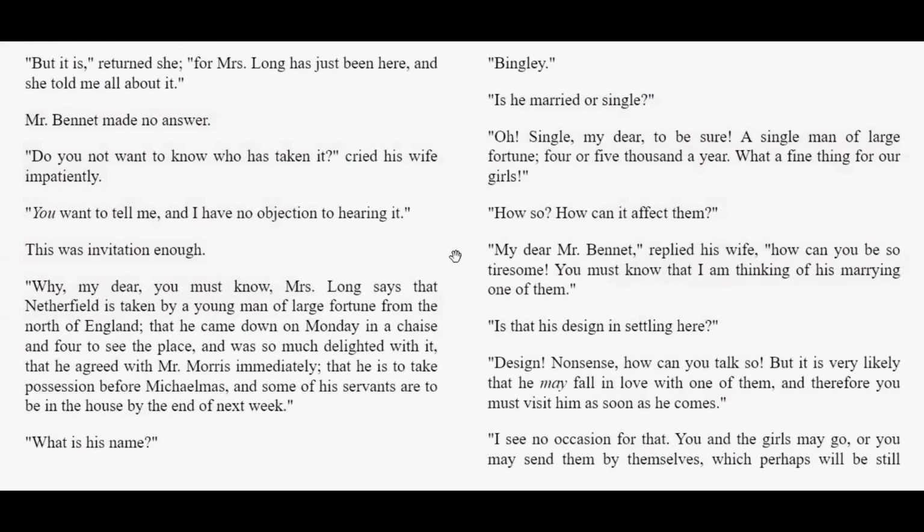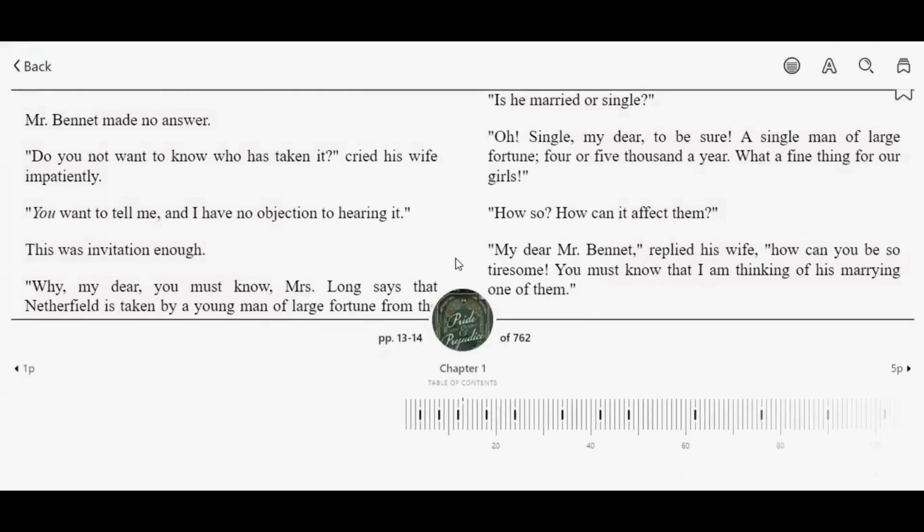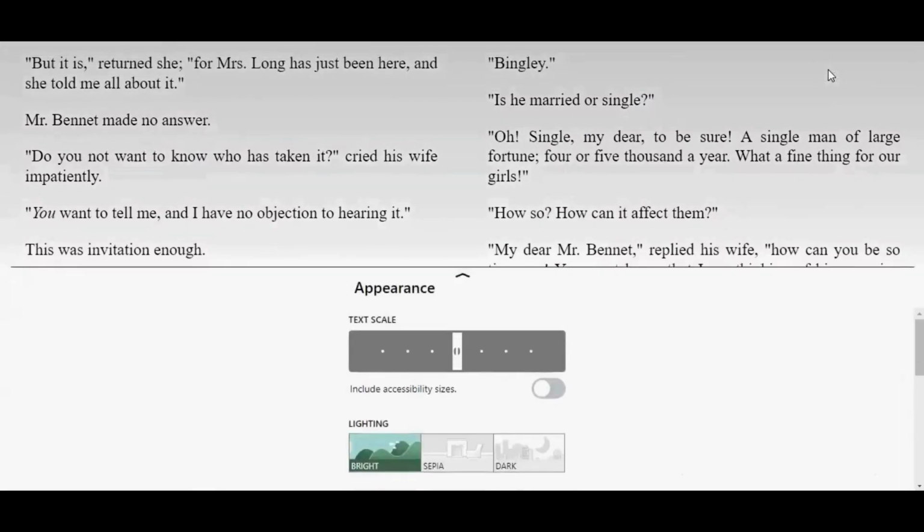To change the reading settings in an ebook, tap in the middle of the screen to bring up the buttons at the top and the bottom, and then tap the A icon in the top right corner. A stands for Appearance.